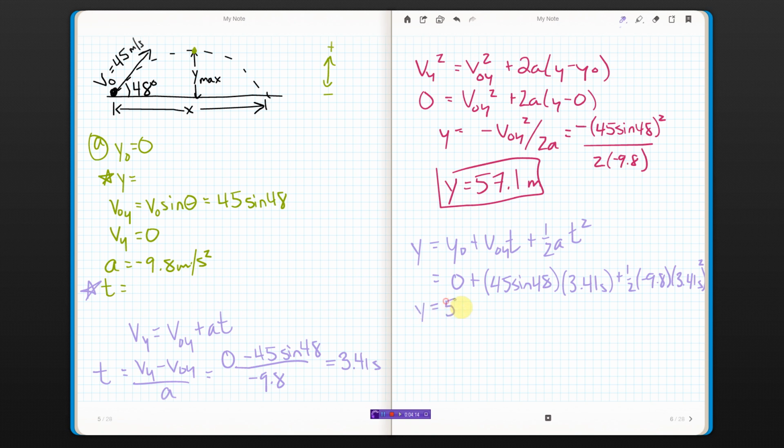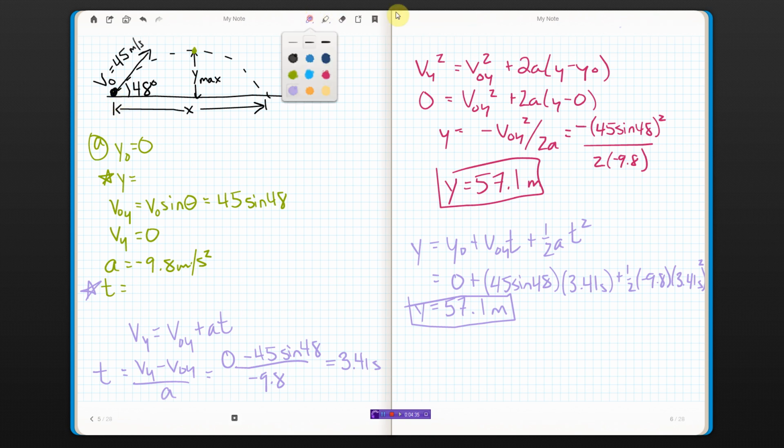I checked it on my calculator, I swear. If you don't believe me, try it yourself. So you're going to get the same answer either way. For part B, however, you would have needed to find this time anyways, because for part B, I need to know how much time it takes for the ball to go up and come down again.